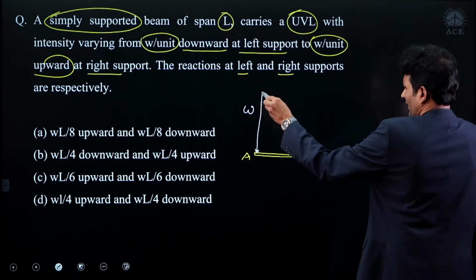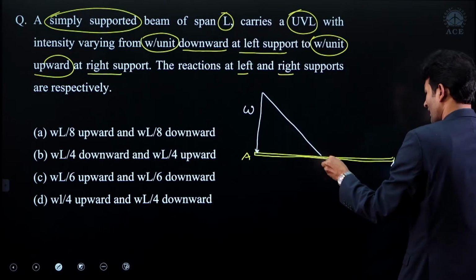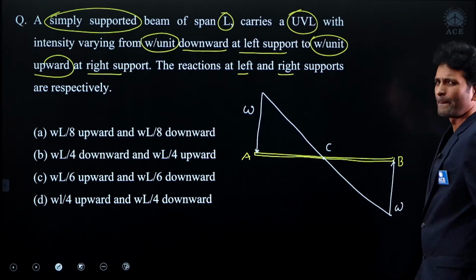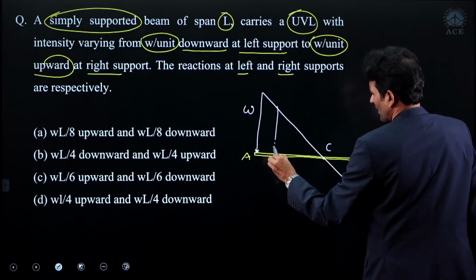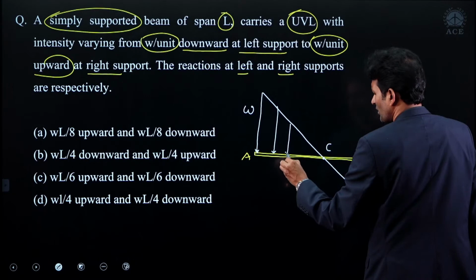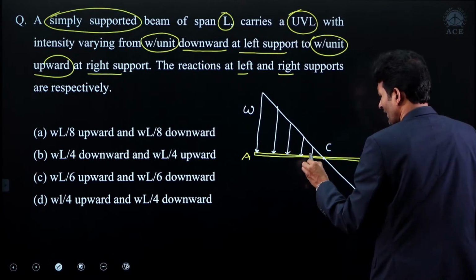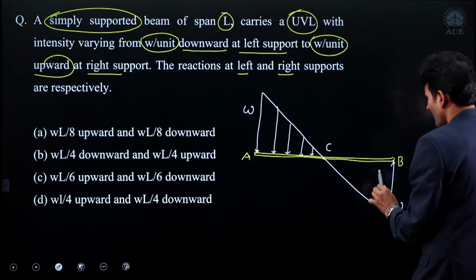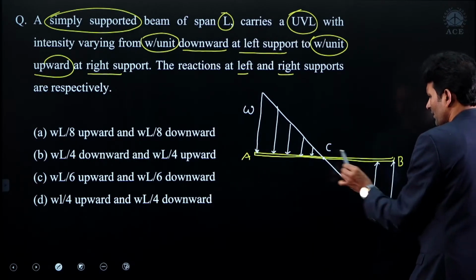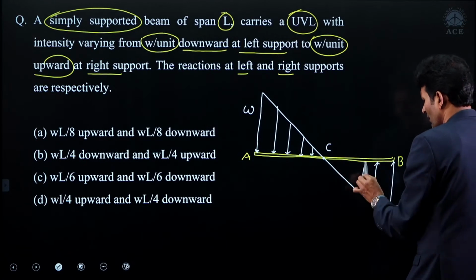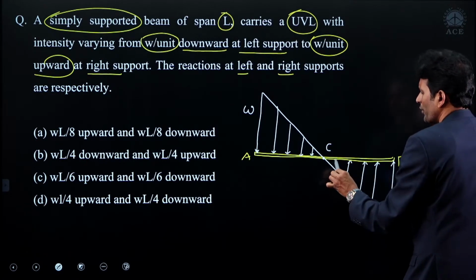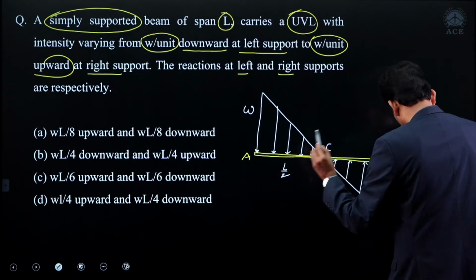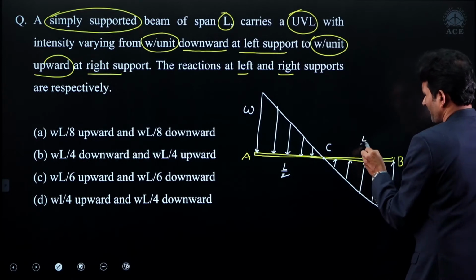Now if I take the linear variation, we clearly know that at the center it is taking 0. Let us mark this as C. Here in the AC span we are observing a downward triangular load with 0 intensity at C and maximum intensity at A, and at B, if you take the span BC, here we are observing an upward UVL. That's it. This is L/2 and this is L/2, my dear friend.